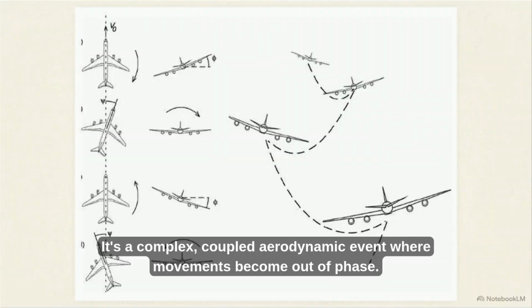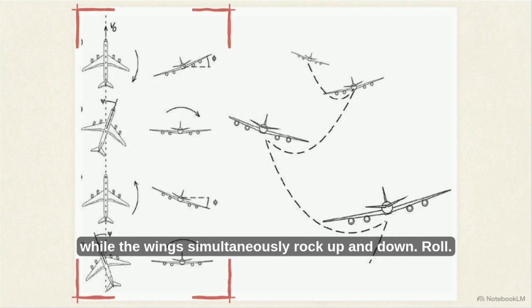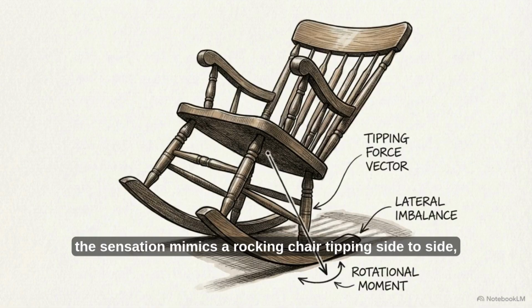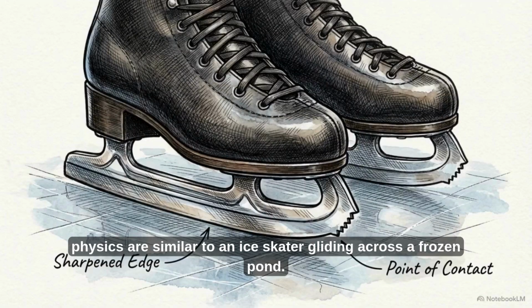It's a complex, coupled aerodynamic event where movements become out of phase. In this diagram, the nose wags left and right, yaw, while the wings simultaneously rock up and down, roll. The curved lines trace the resulting corkscrew trajectory. Inside the cabin, the sensation mimics a rocking chair tipping side to side, while the back of the seat wags left and right. The physics are similar to an ice skater gliding across a frozen pond.